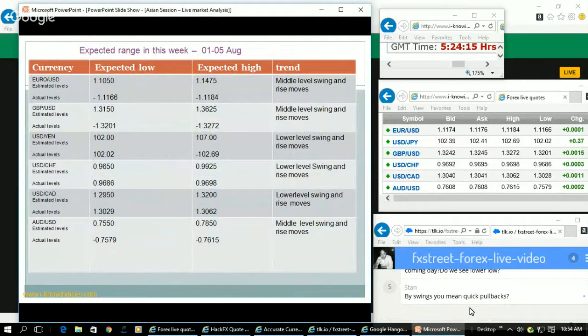Okay. By swing, you mean quick pullback. So swing is a move which happens. Say now they are making a middle level swing. The swing is nothing but the up and down move without breaching the high or the low. That is how they just make the swing, either near the higher level for about 10 to 15 pips, upward and downward move, or near the low, they make upward and downward move.